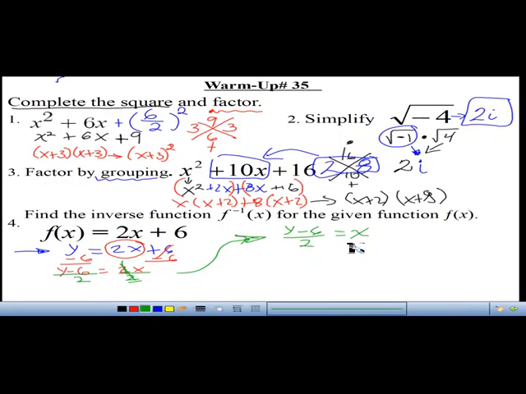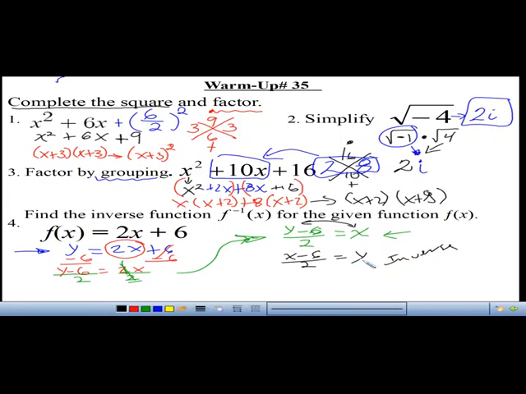Here goes the next part, which is what makes this whole thing work. We started by having it solve for y. Is that correct? Yes. Now we have it solve for what? For x. Well, in order to make it its inverse, look up. All I'm going to do is exchange the variables. So I'm going to rewrite this. X minus 6 over 2 equals y.